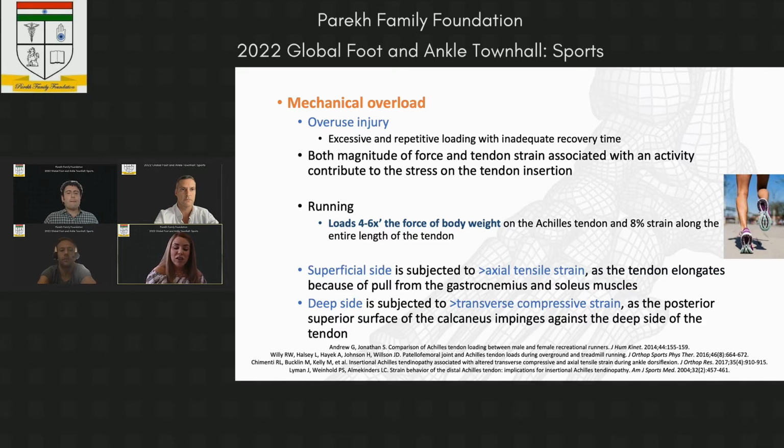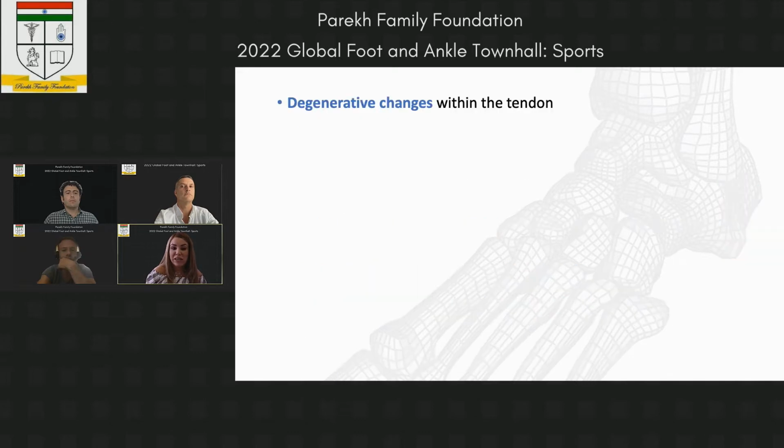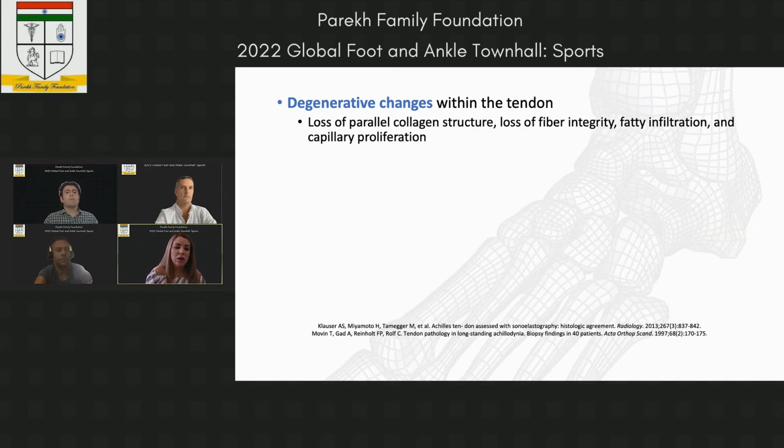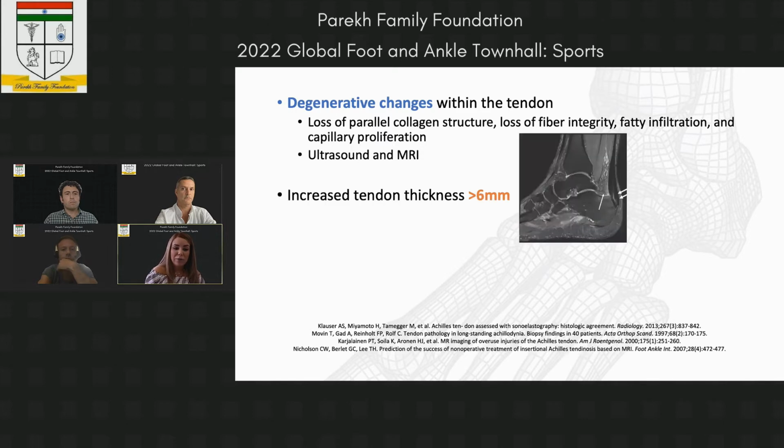So both sides of the tendon, both the superficial and deep side, are at greater risk of axial and transverse compressive strains. So what we're going to see in this patient is degenerative changes within the tendon, and these can be a loss of parallel collagen structure, loss of fiber integrity, fatty infiltration, pretty much everything we see in other tendon degeneration. We can check the morphology of the tendon with both ultrasound and MRI. But what we consider a pathologic tendon is when we see an increase of the anterior posterior width of the tendon that is more than 6 millimeters.